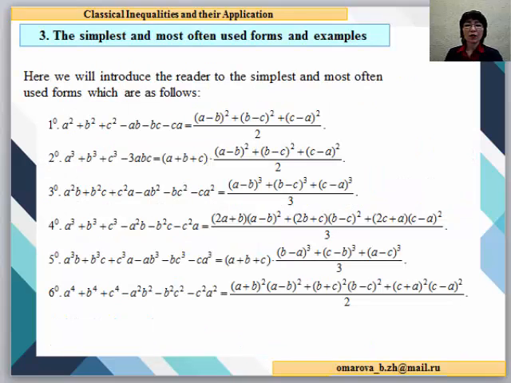According to the lecture plan, we will continue our last lecture. We will consider the simplest and most often used forms and examples. Here we will introduce the reader to the simplest and most often used forms, which are given in the following form, firstly to the sixth properties. If the inequality meets the left side of the six properties, then we use the properties, replacing with their right sides.